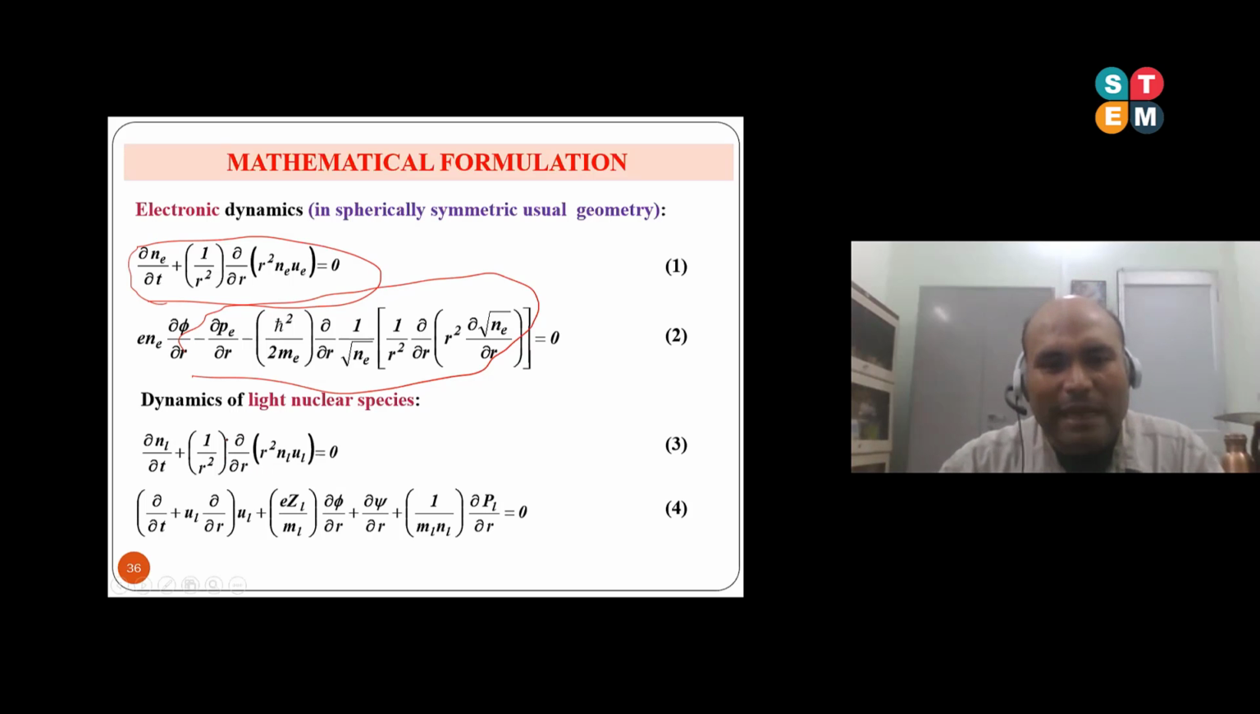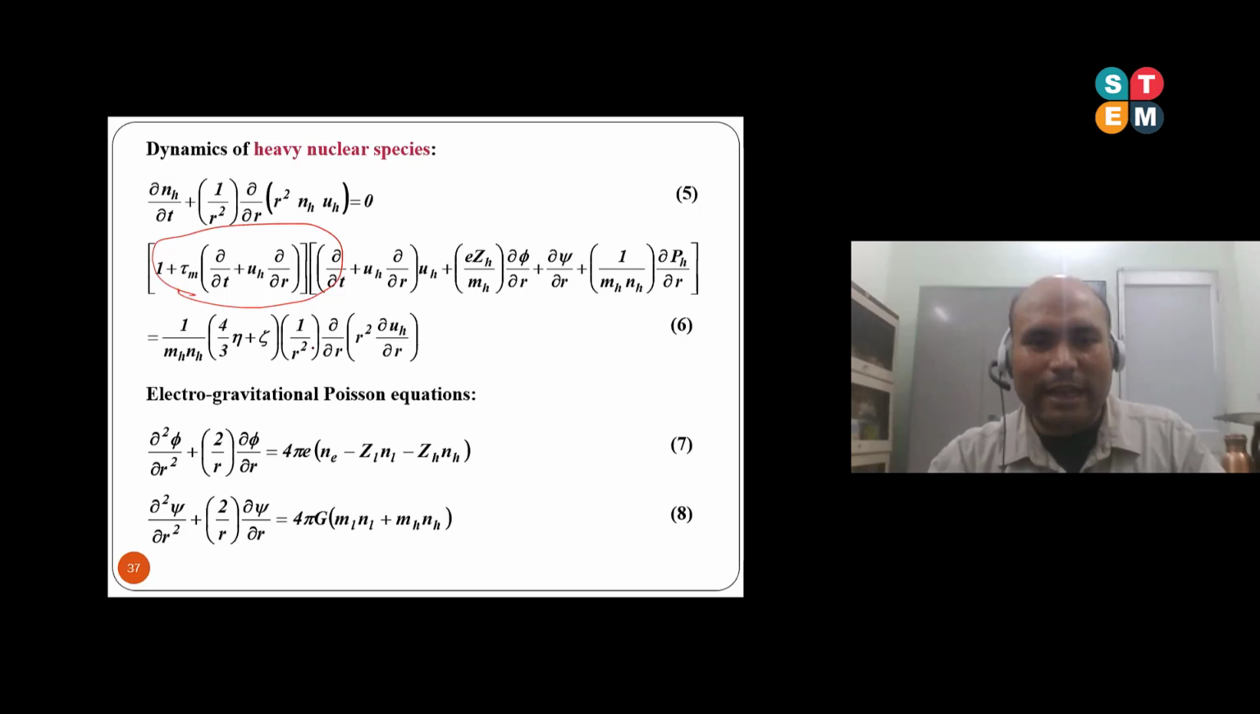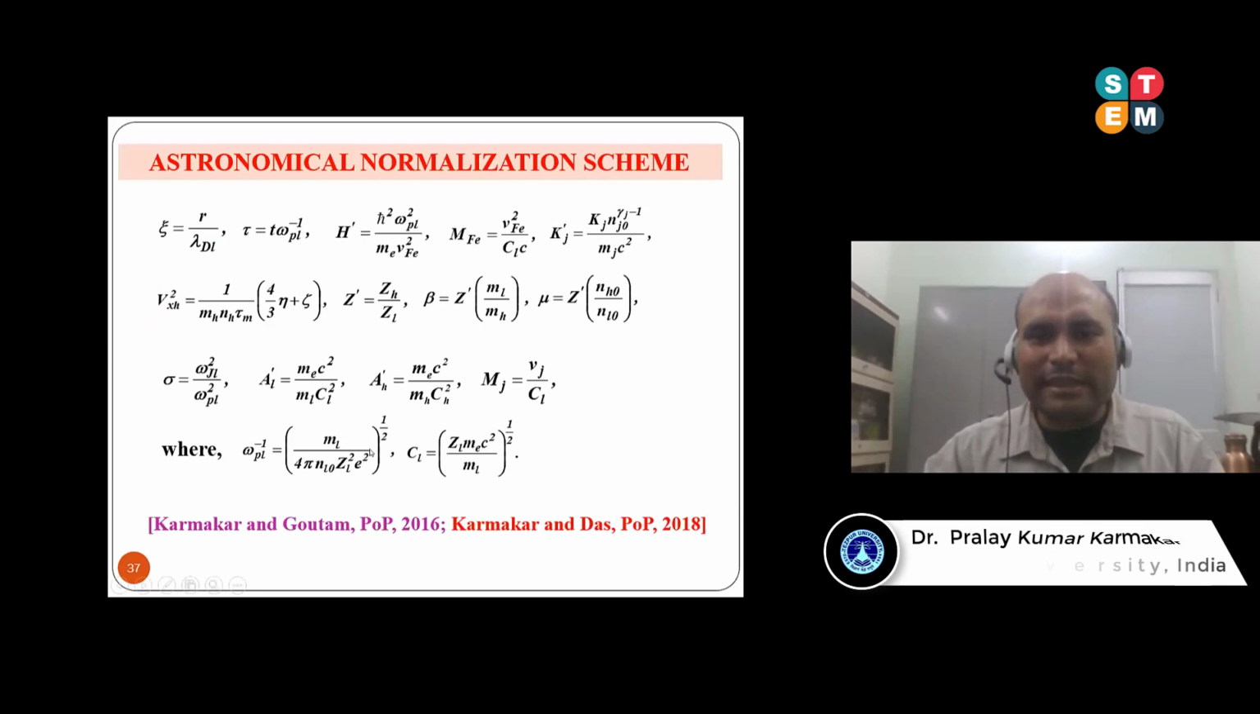And the dynamics of light nuclei, similarly, these are inertial species, and we have modeled them similarly in the fluid model approximation. Then this is for heavy nuclei, but in addition, in the case of heavy nuclei, we have done two things. One is this elastic term, and the other is this viscous term, which we have included in the heavy nuclei only. And these are coupled. Coupling is made with the help of the electrostatic Poisson equation and the gravitational Poisson equation. That's all. Then this is our standard astrophysical scheme of normalization, and the different terms are generic, conventional.